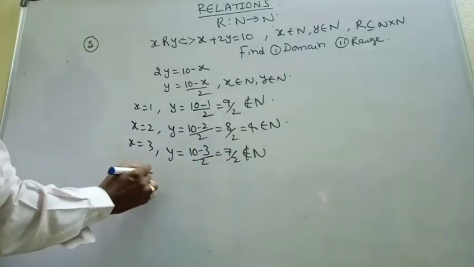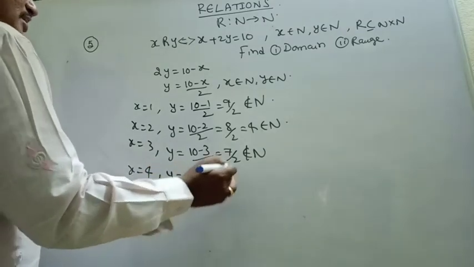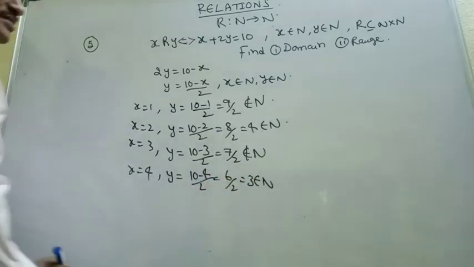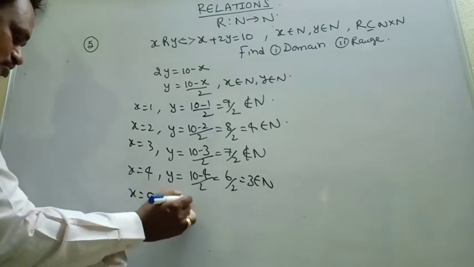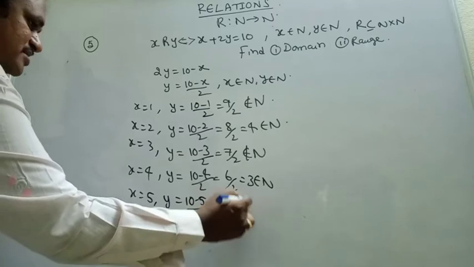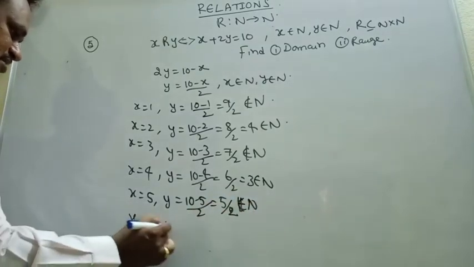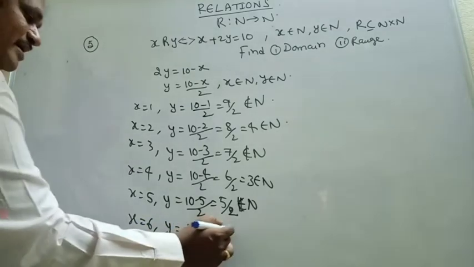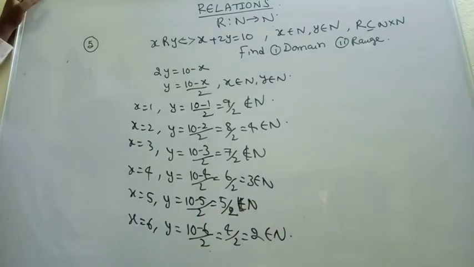Take x equal to 4, now y is equal to 10 minus 4 by 2, this is 6 by 2, that equals 3. 3 is a natural number. In this way, now take x equal to 5, y is equal to 10 minus 5 by 2, that equals 5 by 2, that is not a natural number. Now take x equal to 6, y is equal to 10 minus 6 by 2, that is 4 by 2, which is 2. This is a natural number.